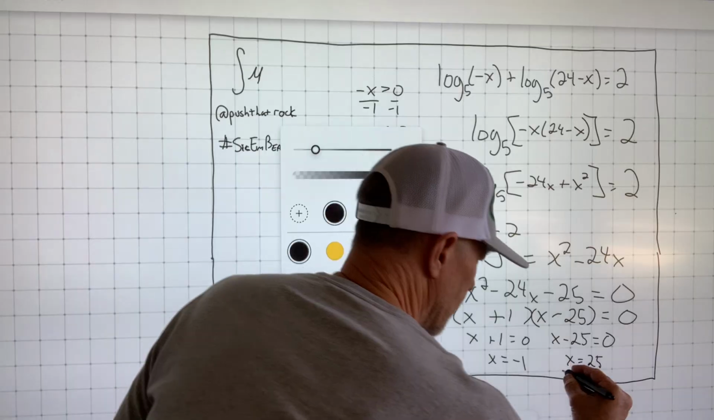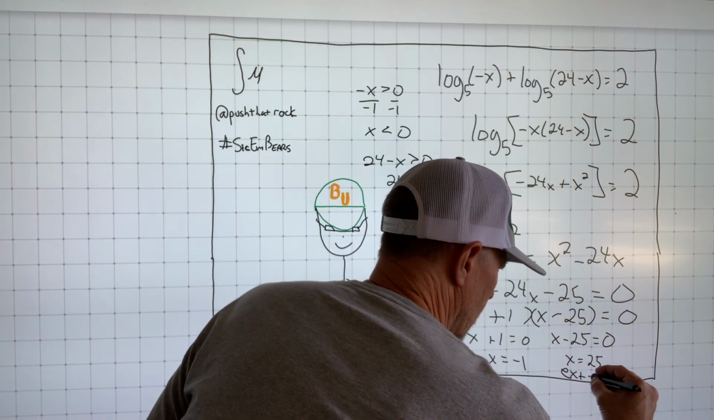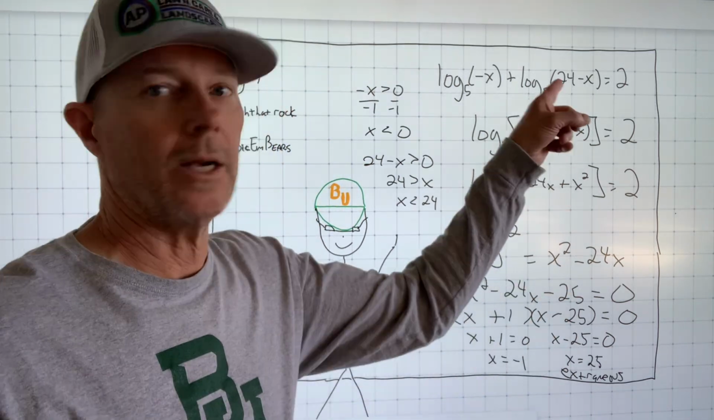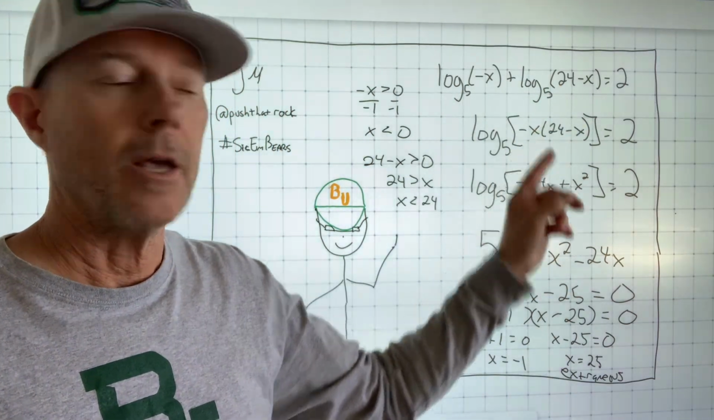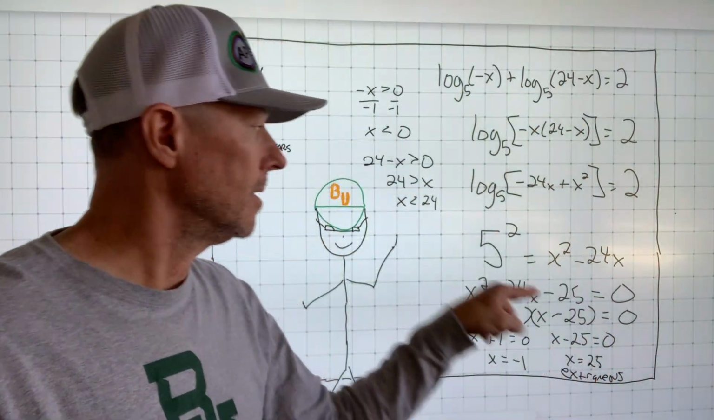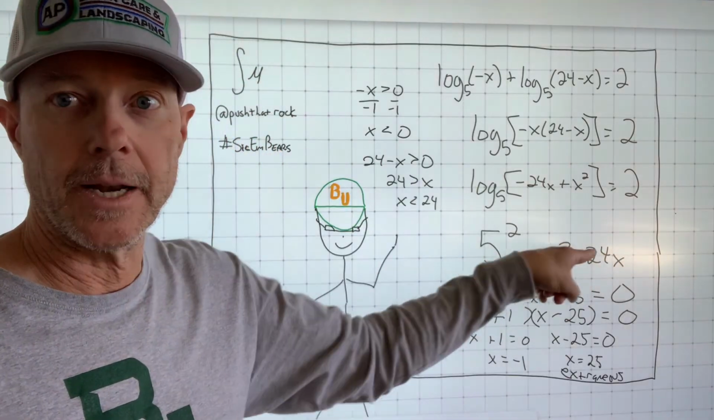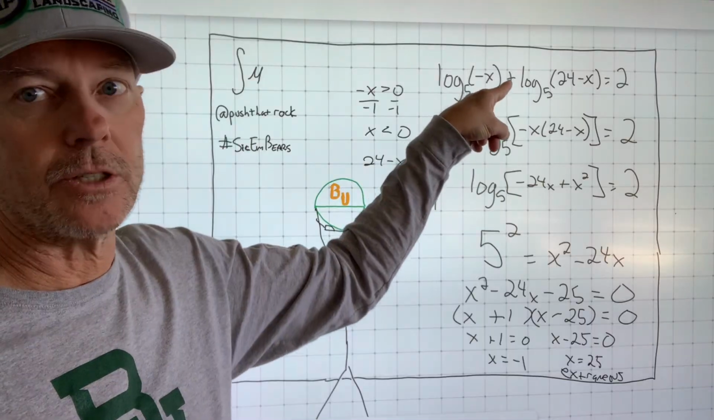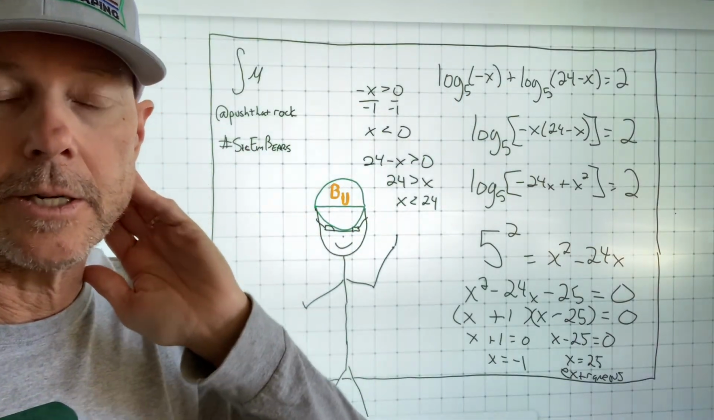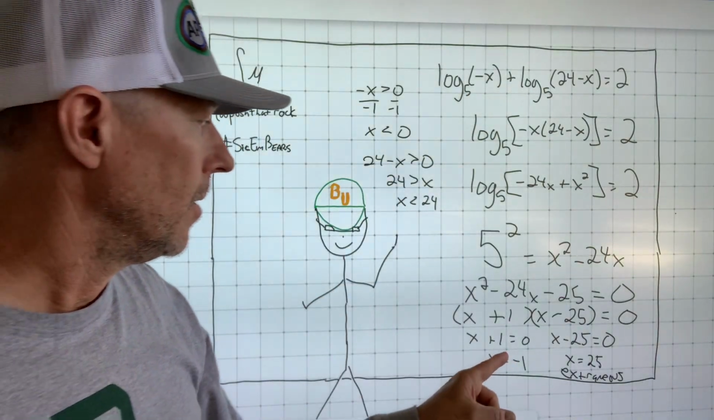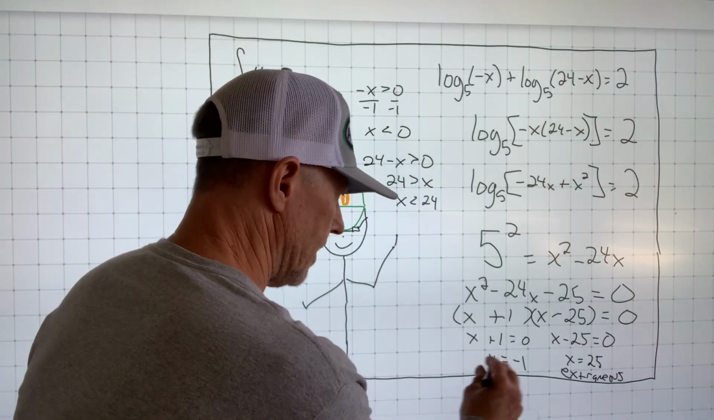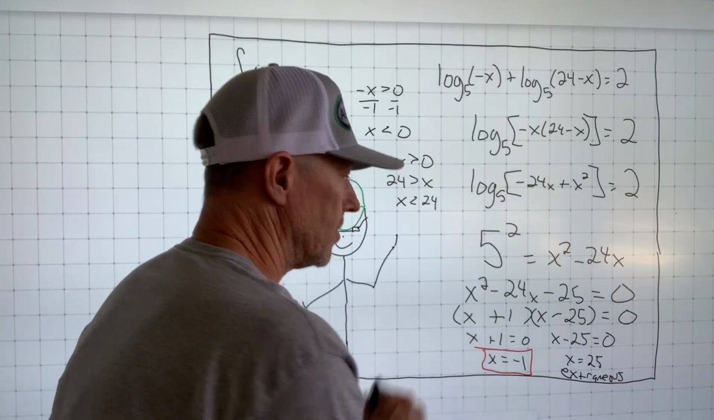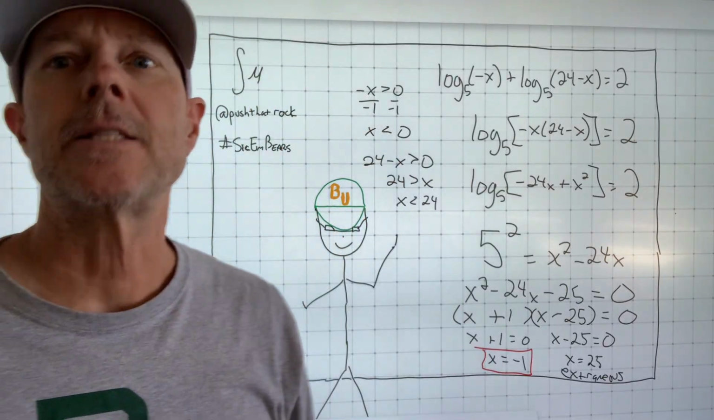So this is extraneous. It is not one of the answers to the original equation that we were trying to solve. It is a solution to this quadratic. It's even a solution to this step, but it's not a solution to the original equation that we started with. So negative 1 is the only solution. It's the only one within the domain of being less than 0. That's the solution to the equation. And that's how you do that.